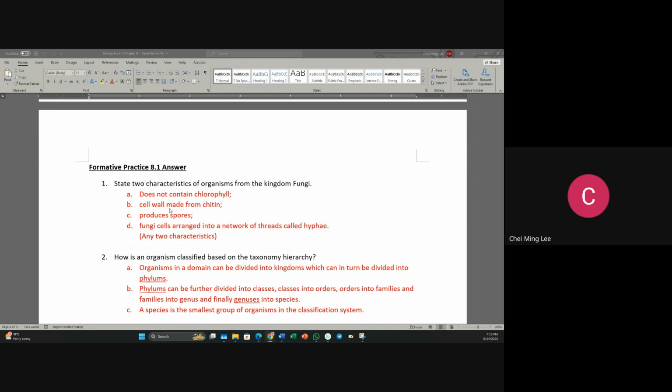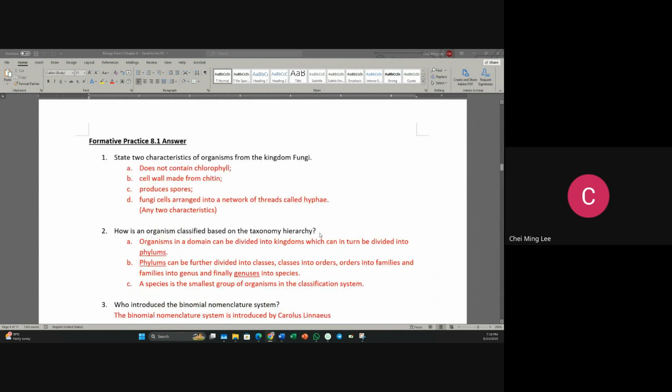Okay, so choose any two. So how is an organism classified based on the taxonomy hierarchy? The organism in the domain can be divided into kingdom, and then in turn divided into phylum. Phylum further divides into classes, classes into order, order into families, and family into genus, and finally genus into species. So the species is the smallest group of organism in the classification system.